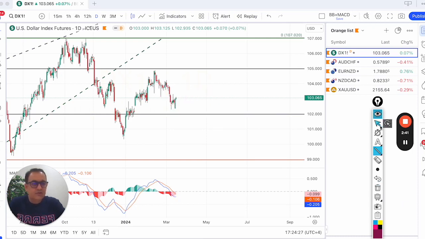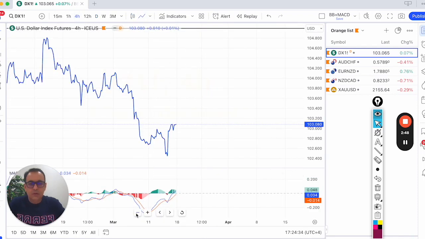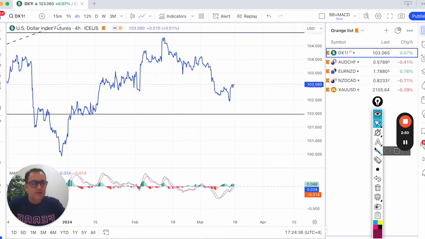Moving to 4-hourly chart, and again turning into a line chart. If you see here, we have a sequence of highs, lower high, and now we have a low, lower low and lower low. Now based on the last two lows, we have bullish divergence formed, so we can expect short-term correction to the upside and then continuation to the downside.